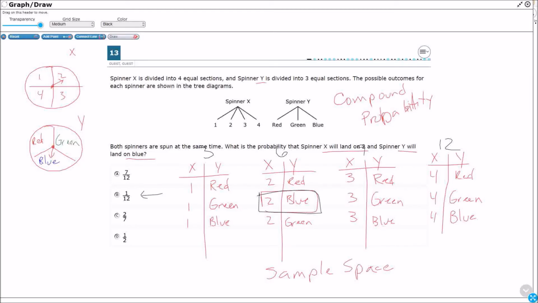Now, there is a shortcut to this. If you have a compound probability, what you can do is take the probability of each of those single events, right? So I needed to land on a 2. What's the probability of that? 1/4. I needed to land on a blue. What's the probability of that? 1/3. When you have compound probabilities, you can actually multiply the probabilities of each of those simple probabilities. 1/4 times 1/3. What does that get you? Well, it gets you 1/12, which is our answer, B.